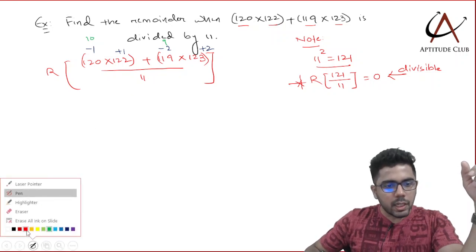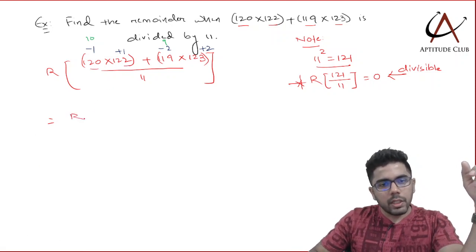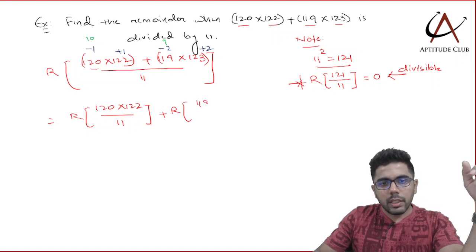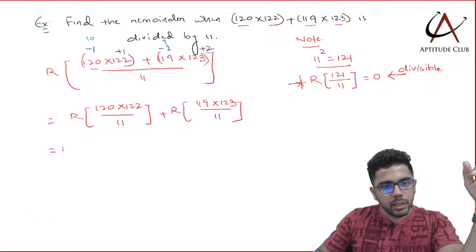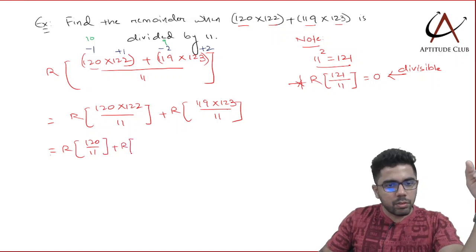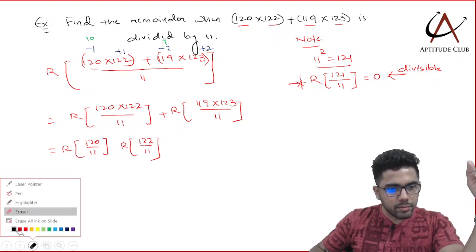Now because remainders are additive, here this is plus, but these two are multiplied, so I can break it as remainder of 120 into 122 divided by 11, plus remainder of 119 into 123 divided by 11. Now 120, you will further break it in this way. It is remainder of 120 divided by 11 times remainder of 122 divided by 11. Sorry, I wrote plus here. This is a product. Okay.